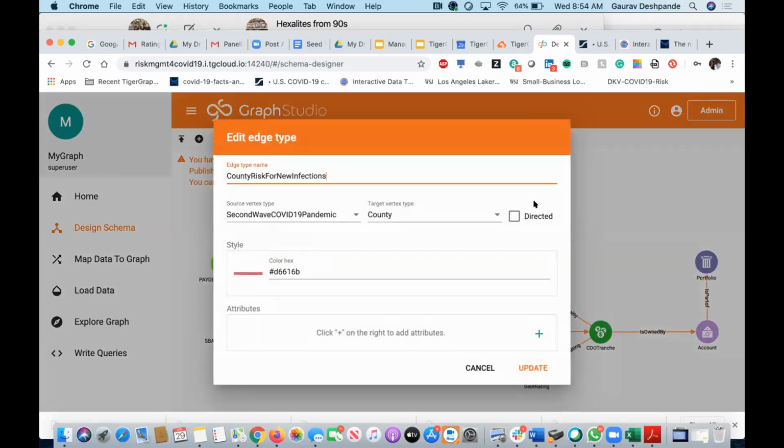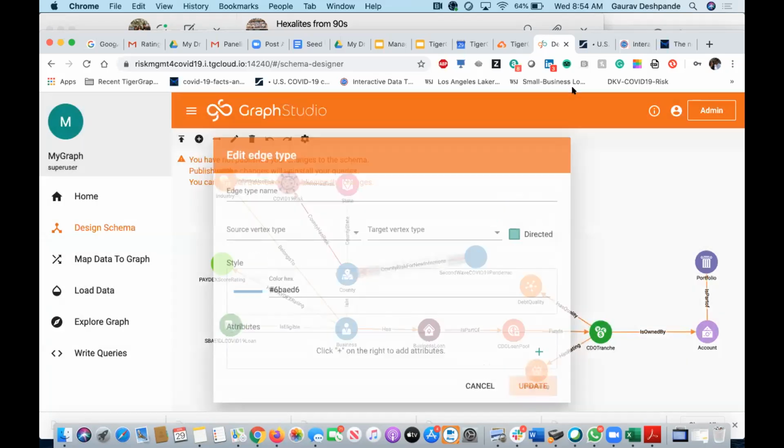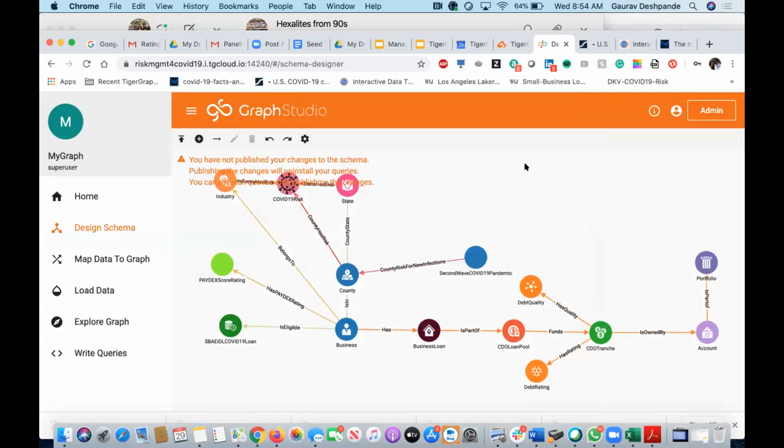I should probably make this a directed edge, because it's a directed relationship. But that's what this is. It's very, very simple to model this. And especially coming from the relational world, me included, I was shocked to see how easy it is to use Graph Studio to use this.